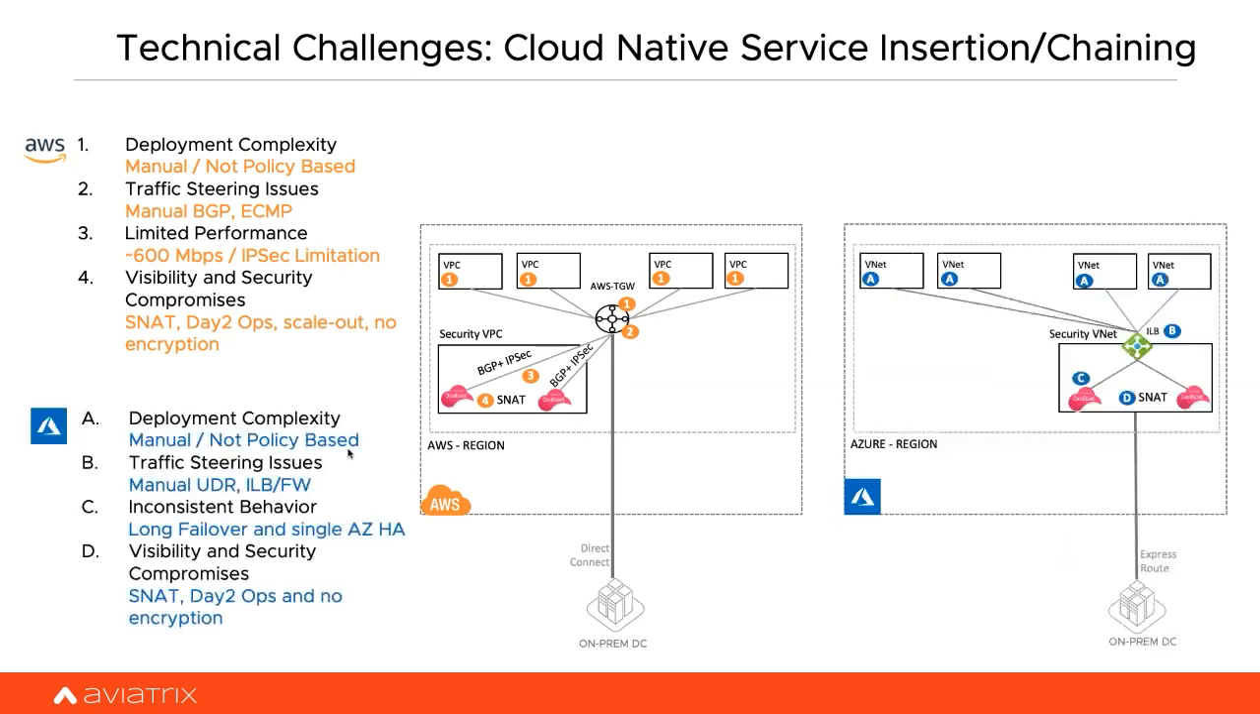If you look at the Azure deployment with CloudGuard, it's a similar story. Again, you're talking about all the manual changes you need to make in those VNets. Then you need to configure the UDR to make sure your traffic is properly steered towards those CloudGuards for service insertion. There are long failover and HA issues, where you're limited by how and when you can deploy these CloudGuards in different AZs. Visibility and security, like I said before, are the same challenges with Azure as well.